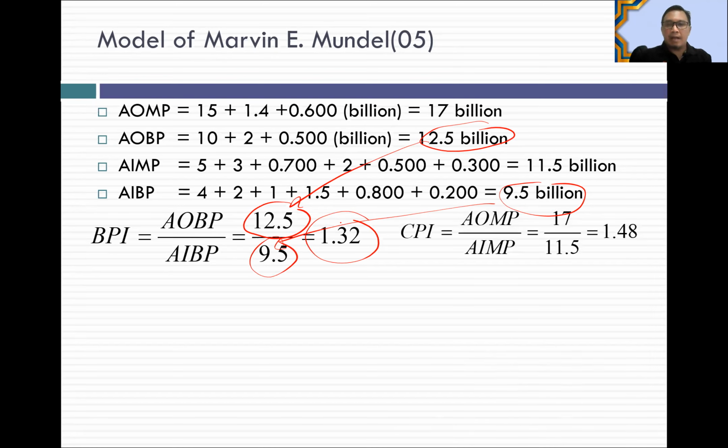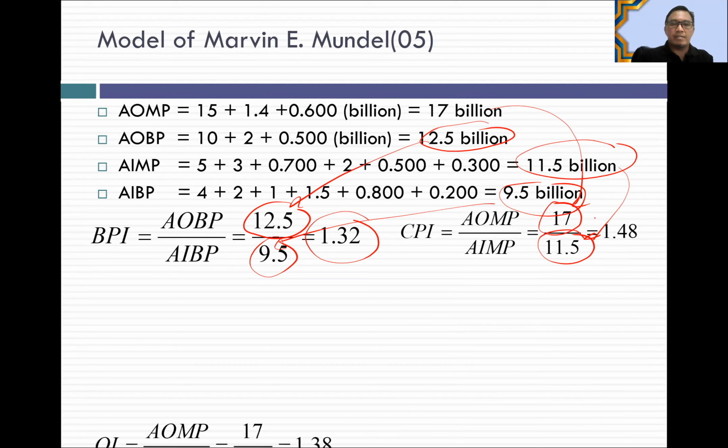And the CPI is the current performance index, in the measured period. 17 is from the AOMP for the measured period, and 11.5 is the aggregate input for the measured period. So this is the current performance index.